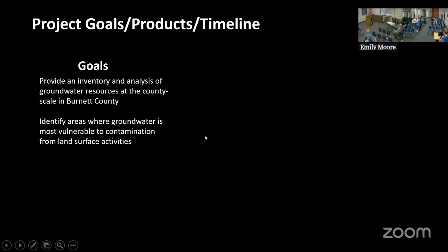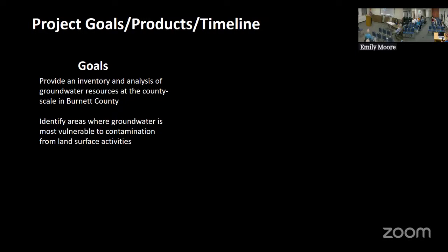There we go. Okay, I do want to set up just the project goals, the products we're making and presenting tonight, and then the timeline associated with the project. We were hired by the county to help provide an inventory and analysis of groundwater resources in Burnett County at the county scale. So there's a copy of the map on the table. That's the scale that we're trying to generalize the whole county to.